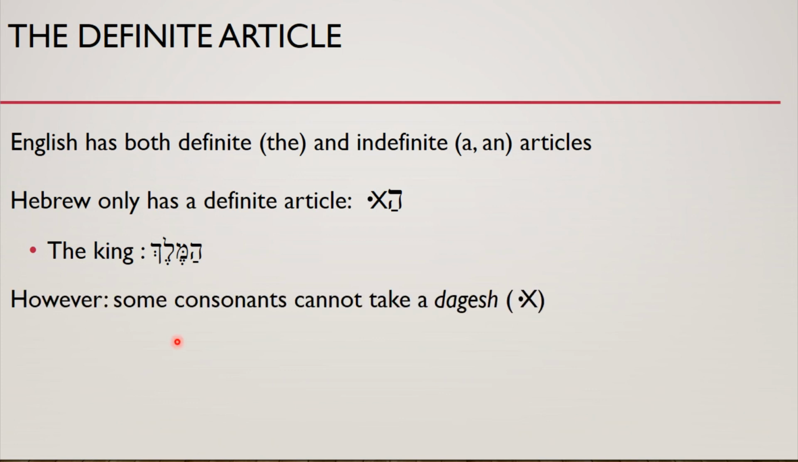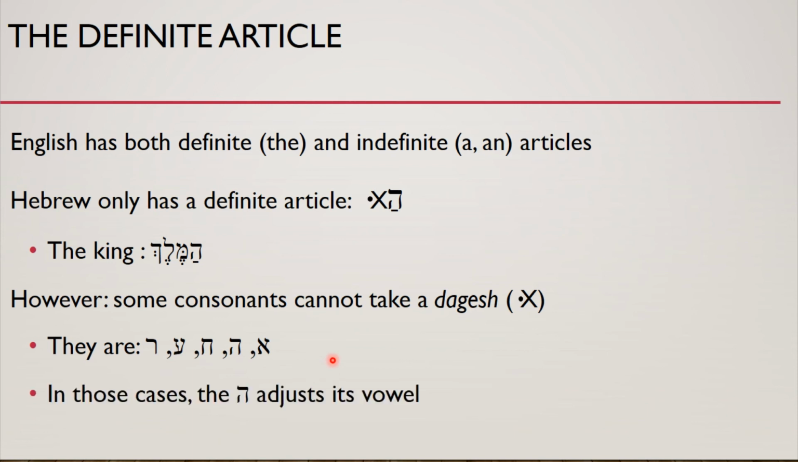But it is important to know that some consonants can't take a dagesh. And there's five letters that can't take a dagesh. You have the aleph, hey, chet, ayin, and resh. These letters cannot take a dagesh. So in those cases, when there is a definite hey attached to it, the hey has to adjust its vowel.